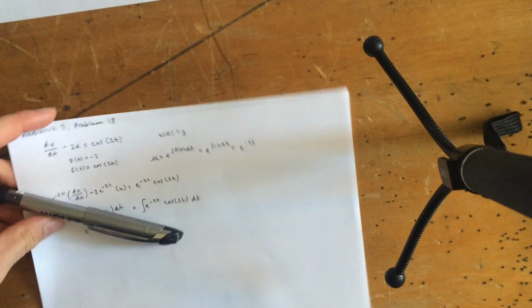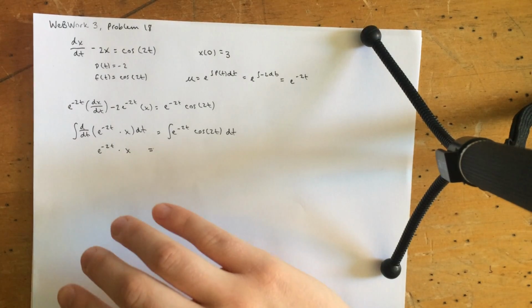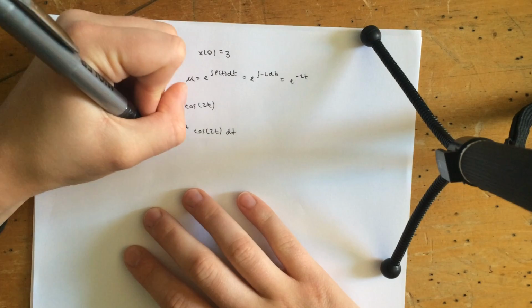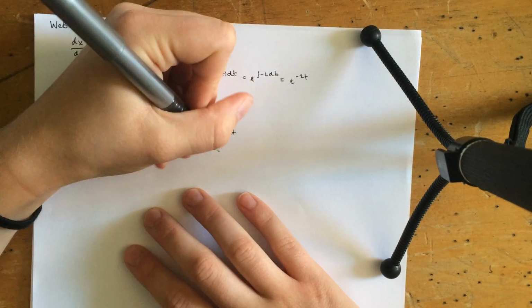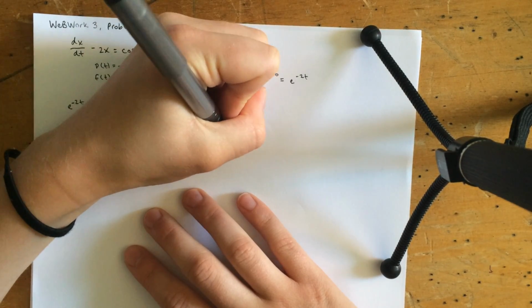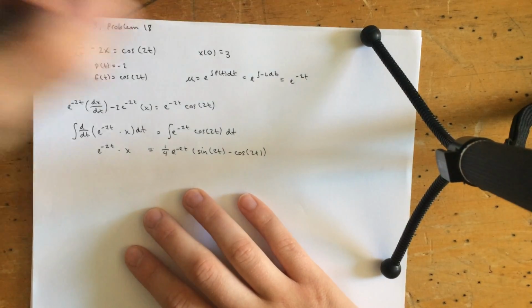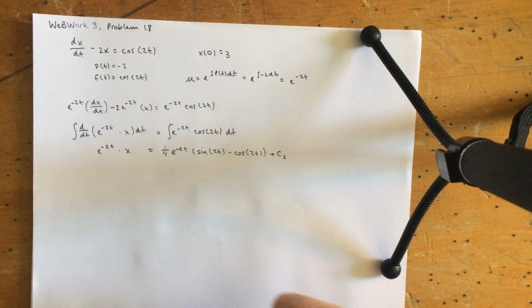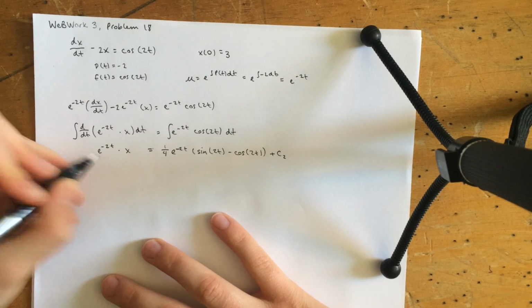Things are shifting, I'm sorry. Okay, e to the negative 2t times x equals 1/4. I guess we can pull out e to the negative 2t. E to the negative 2t times sine of 2t minus cosine of 2t, close that up, plus c2. And finally, to get this in terms of x, divide every term by e to the negative 2t.